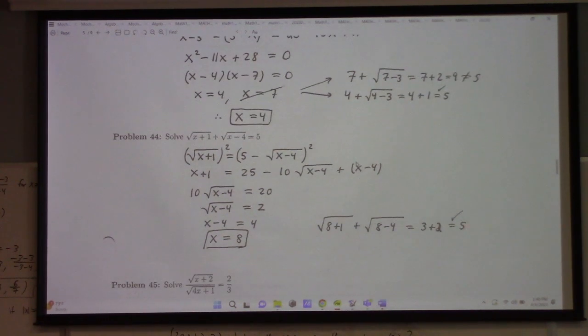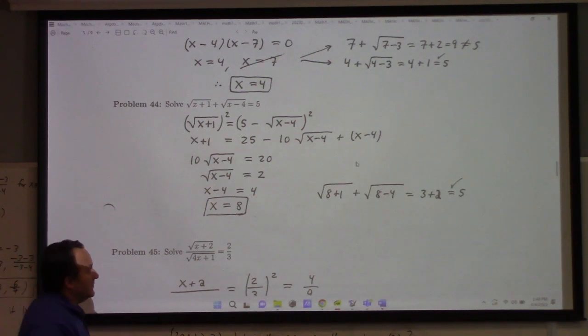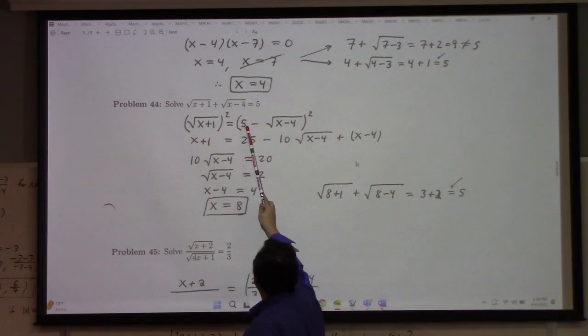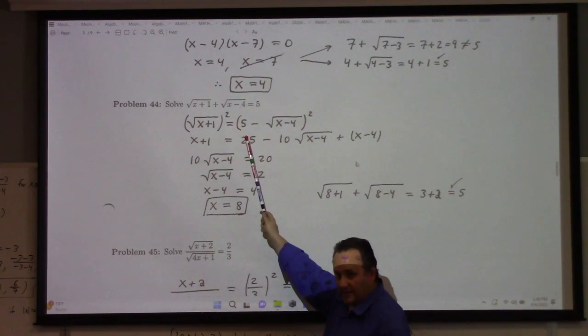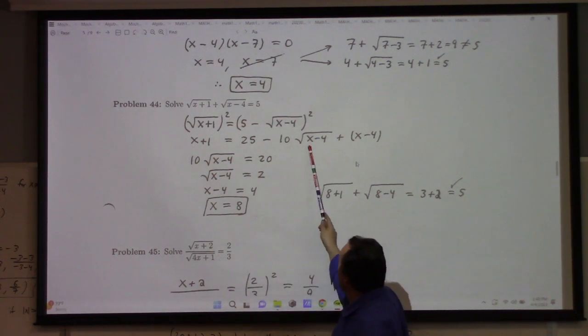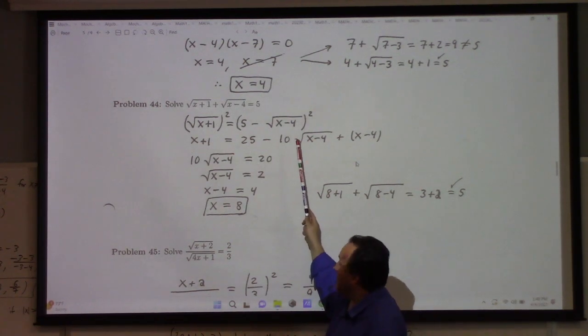All right. This one here, again, isolate a radical. I chose to isolate the square root of x plus 1. There's another way to do this problem. You could isolate the square root of x minus 4. That would not be wrong. You square both sides. Again, here, you have to think through multiplying this out. A lot of you, if you're not careful, you'll forget that there's this term right here. That matters. That's part of the squaring, all right?